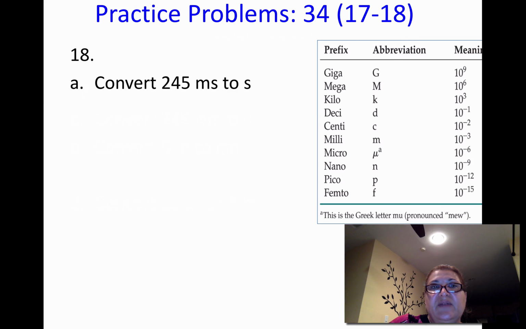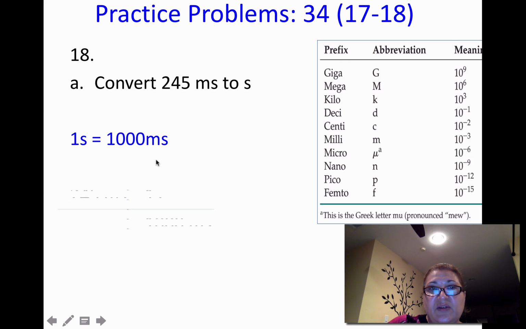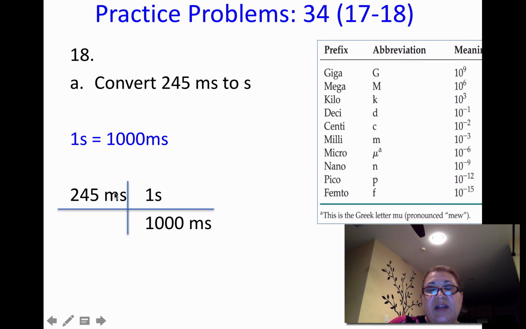18, convert 245 milliseconds to seconds. There's 1,000 milliseconds per second. And we start with what's given, 245. To cancel out milliseconds, you divide by 1,000. Milliseconds cancel out. So 245 divided by 1,000 is 0.245.